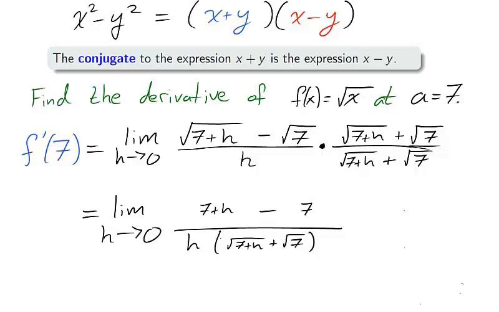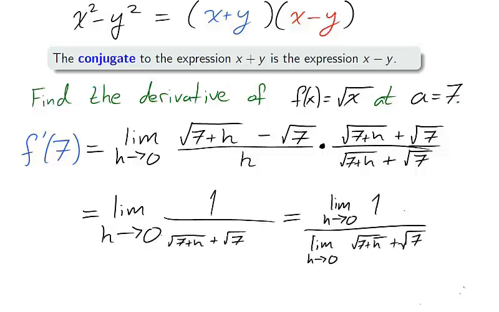Because the square and the square root cancel each other out, we are left with 7 plus h minus 7. Cleaning up the numerator with arithmetic, we're left with h in the numerator and h in the denominator, which we cancel. Now notice that the limit of the denominator is non-zero. This means that we're in a position to use our limit laws. We use the quotient rule, moving the limit into the numerator and the denominator. And using direct substitution with h equals 0 in the denominator, we find that the derivative of the square root of x at 7 is 1 over 2 times the square root of 7.